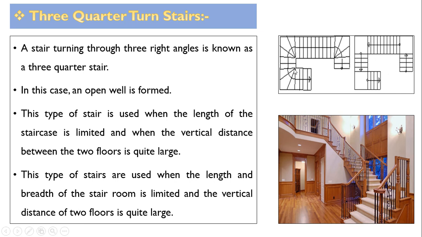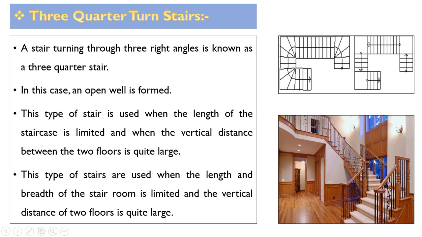This type of stair is used when the length of the staircase is limited and when the vertical distance between the two floors is quite large. The length of the staircase is limited, but the distance between two floors is more. In that case, a 3/4 turn stair is provided. The adjustments are done in the flights. So this is a small flight, then a big flight, again a small flight, and again a small flight. This type of stairs is used when the length and the breadth of the stair room is limited and the vertical distance of two floors is quite large, quite high.